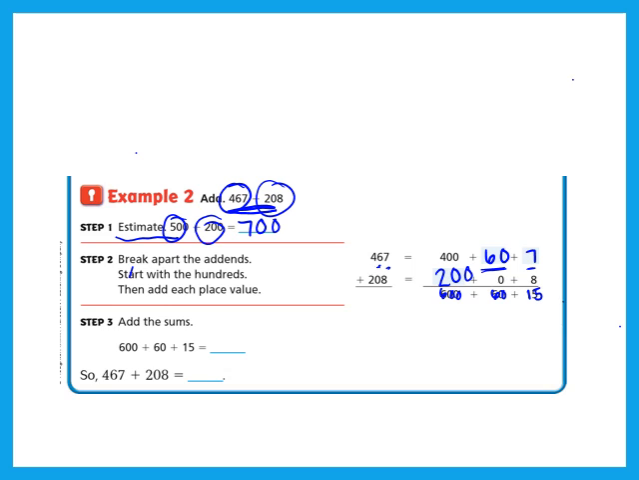Now I need to add 600 plus 60 plus 15. Well, this is where it gets a little bit tricky because I don't have a ones value in the ones place. I have 15. I'm going to have to regroup 15 as 10 plus 5, and I'm going to add that 10 to this 60. So now I really have 600 plus 70 plus 5 because I regrouped this 15 as 10 and 5. So now when I add that all up together, I get 675.